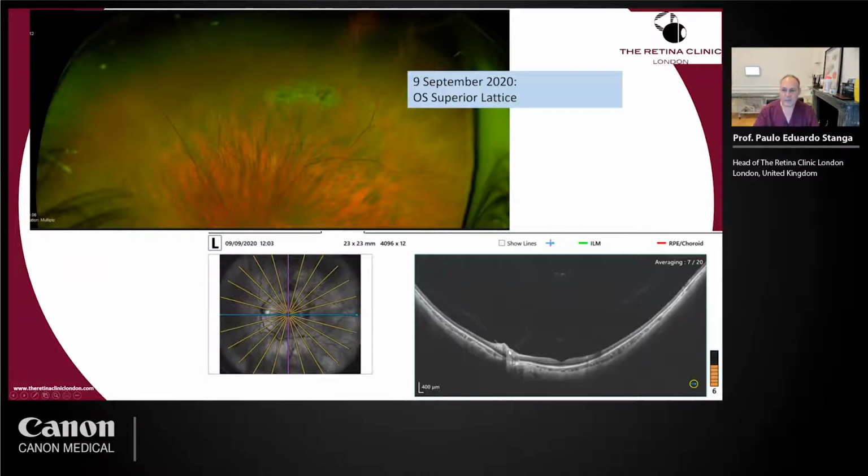So I showed this in September 2020. I showed this scan to the patient and I said, please do bear in mind that the vitreous in your left eye is still attached. You will most likely go through symptoms. I need to see you as soon as you develop symptoms.